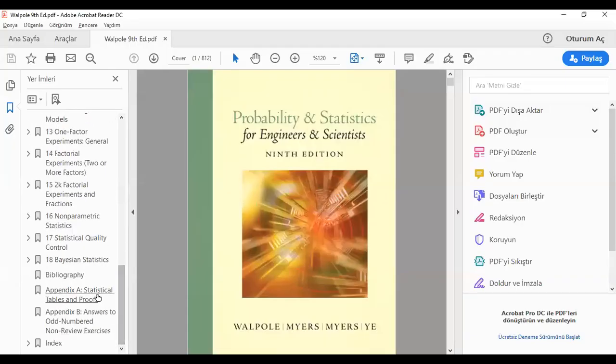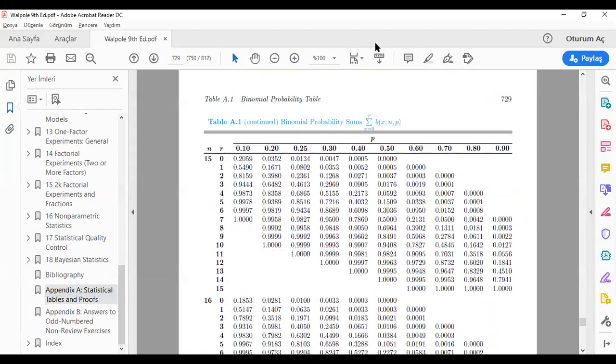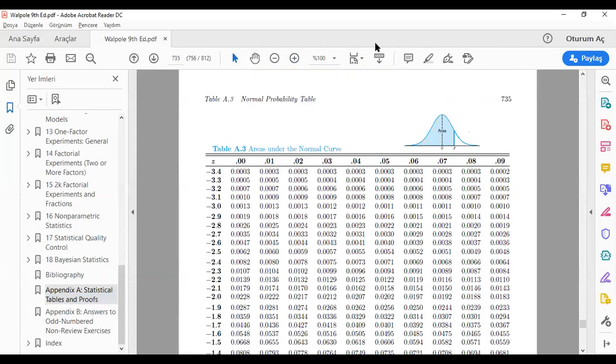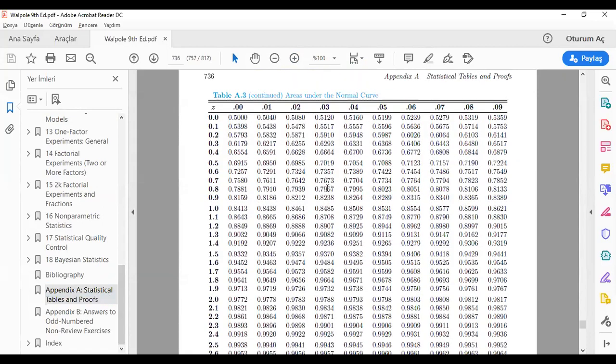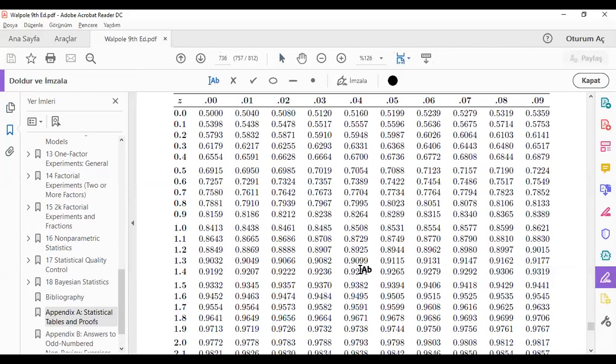So let's check this from our book. Let me go to the statistical tables and proofs, Table A3. Let's look at this part. See this? 0.9495, 0.9505. So this one corresponds to 1.60, 61, 62, 63, 64, and 65. So in between you have 1.645.